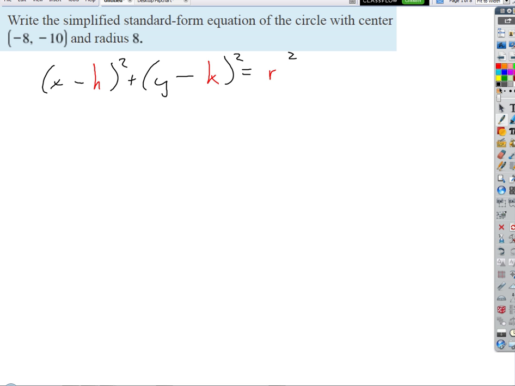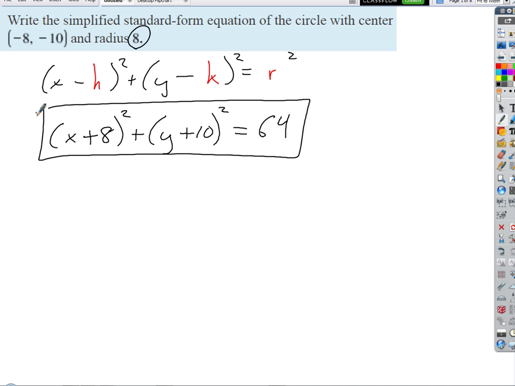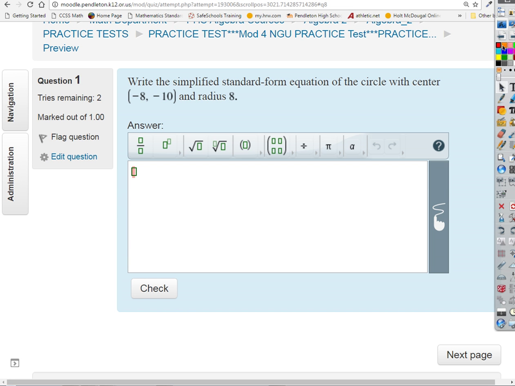All we're doing here is literally plugging in. What's h? -8. So this is just going to be x minus -8, so x plus 8 quantity squared, plus y minus -10, so y plus 10 squared, equals 8 squared. What's 8 squared? So that's what I would input into Moodle. That's my answer. Okay, that's it. No big deal. Okay. Next question.